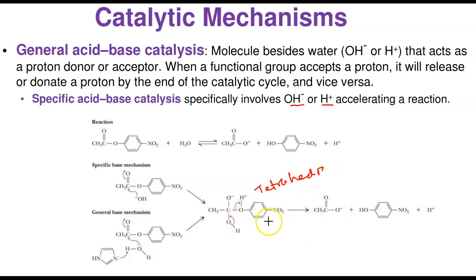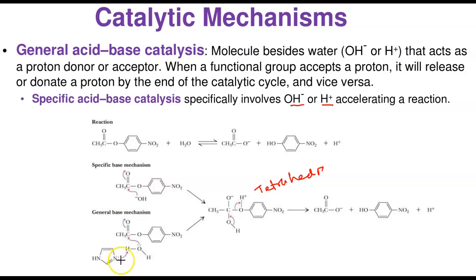Then it will now rearrange itself to release this first part and then form the other part. And at the end of the day, the enzyme will be released. Now, in general base catalysis, look at what is happening here. You don't have a water molecule. What you have is, this is not histidine, but histidine is built from this. This is an imidazole ring. Now, in this imidazole ring, remember what I told you about nitrogen. Nitrogen will always have three bonds and one lone pair.